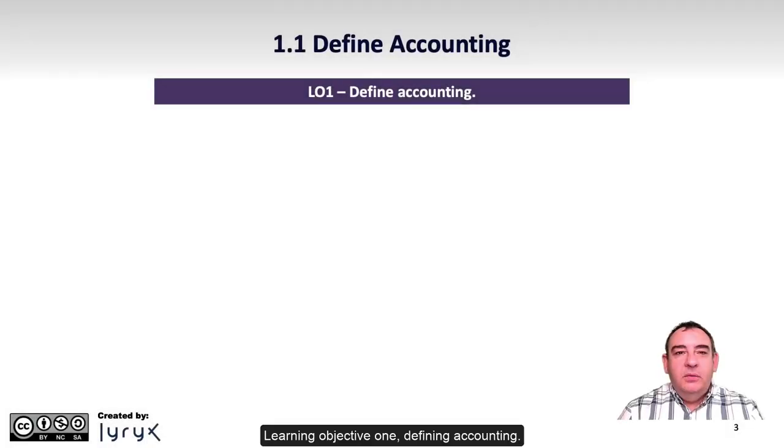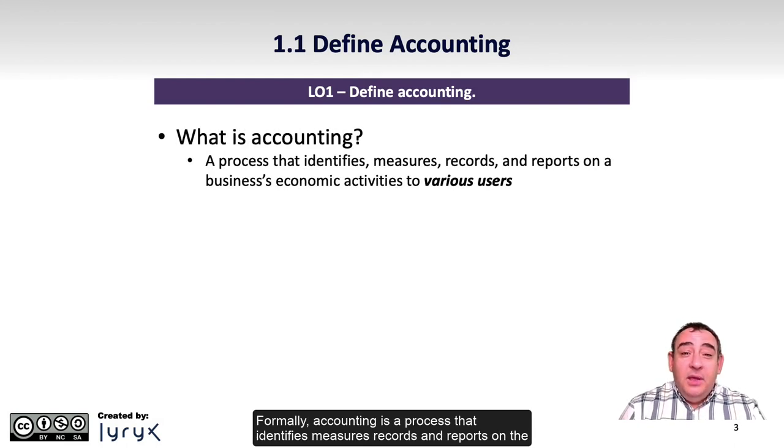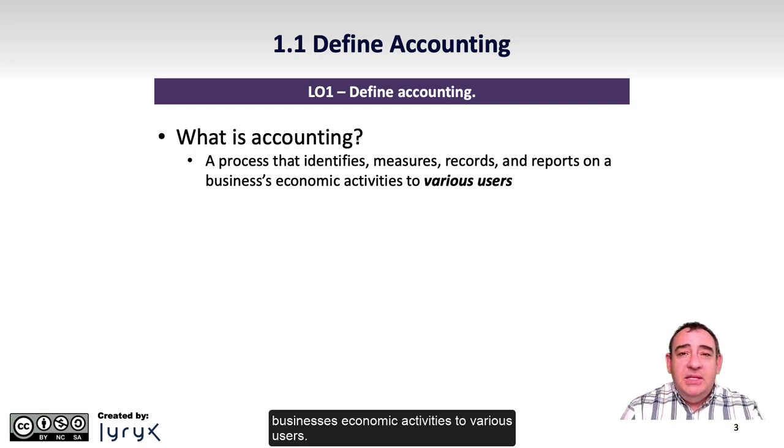Learning Objective 1, Defining Accounting. At its core, accounting is really about storytelling, and who doesn't like a good story, right? Formally, accounting is a process that identifies, measures, records, and reports on a business's economic activities to various users.